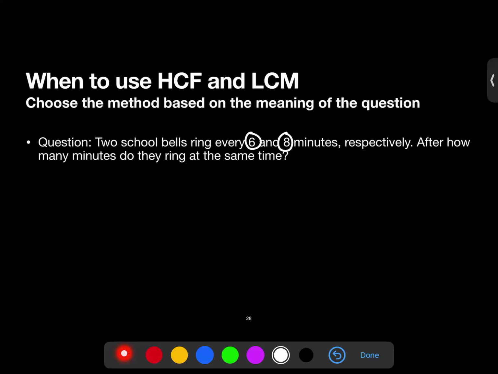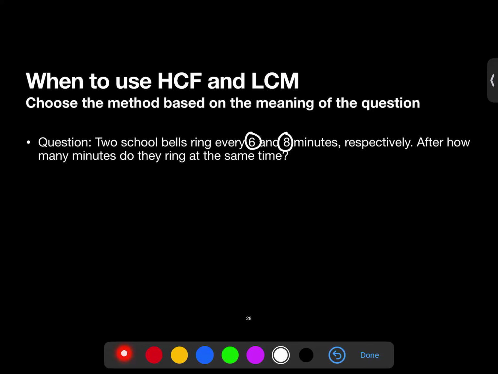However, it will ring at 24 minutes, and so will the first bell. So both bells will ring at 24 minutes. So this is one example of where we use LCM.